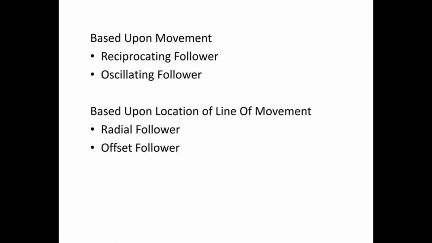Based on movement, we have the reciprocating follower, in which the follower reciprocates in guides as the cam rotates uniformly. An oscillating follower means that the uniform rotary motion of the cam is converted into a predetermined oscillatory motion of the follower. Next, based on the line of movement, we have radial or offset. When the motion of the follower is along a line passing through the center of the cam, we call it a radial follower.